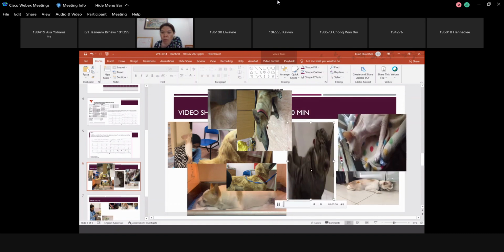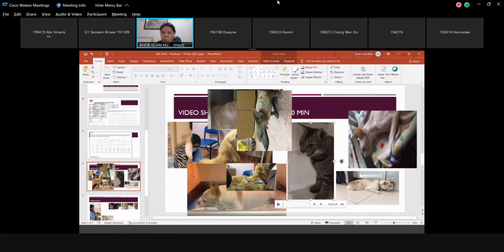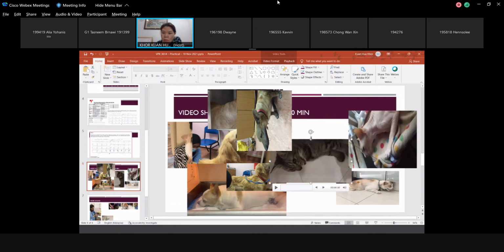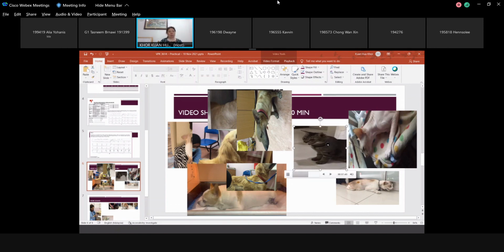What do you think this cat is doing? Okay, what is this cat doing? Panting. Panting like a dog. Is it normal for cats to pant?